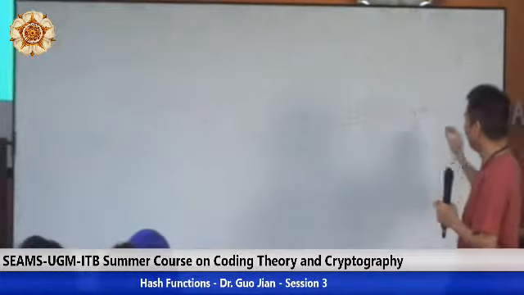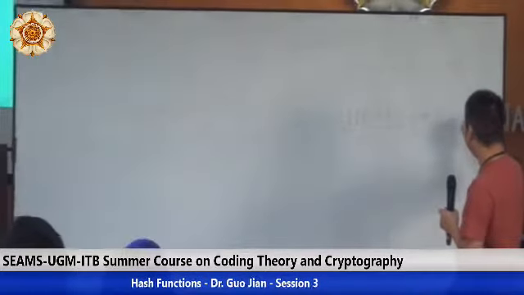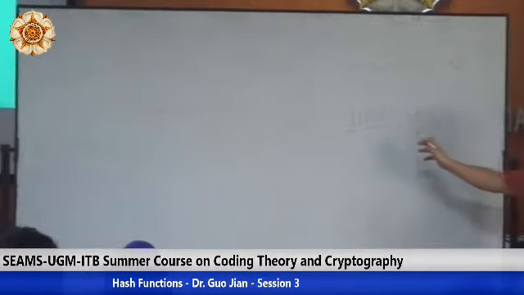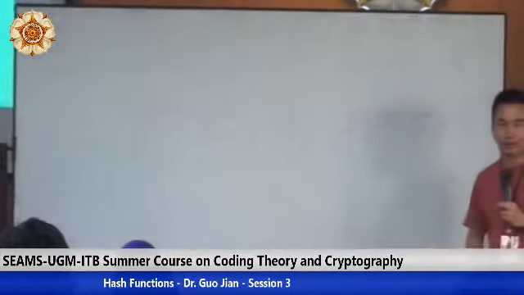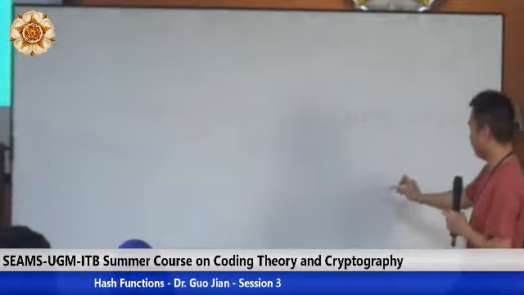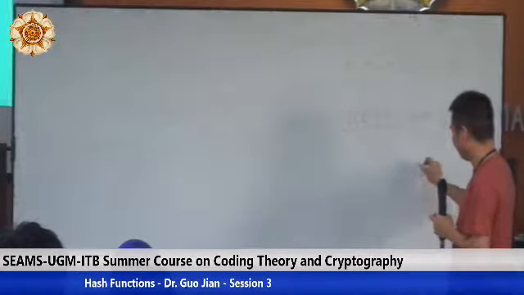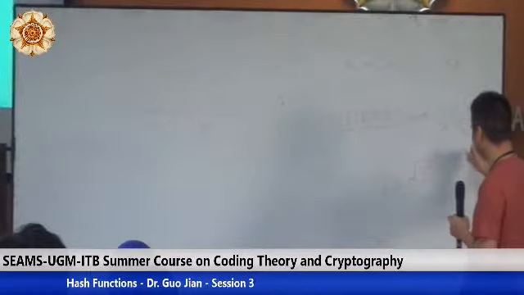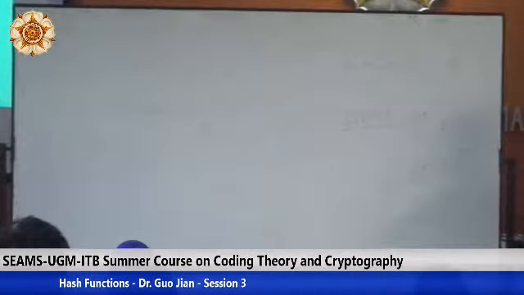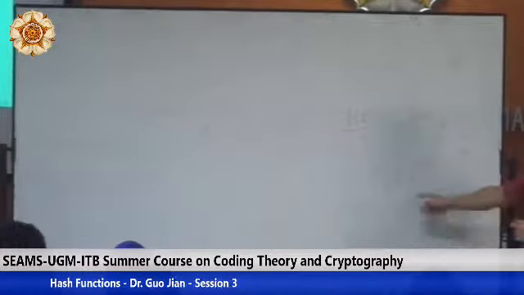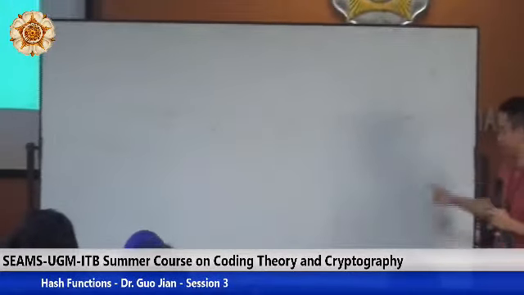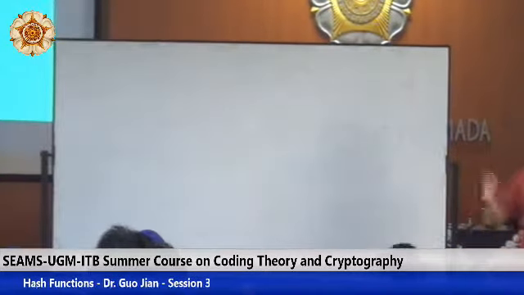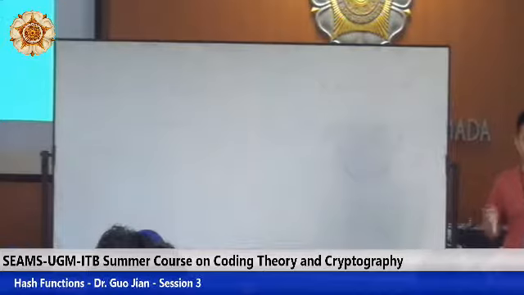If this is roughly half, let's say you get a half probability for a collision, then L is roughly the square root of 2 to the n, which is 2 to the n divided by 2. So that's the number of x you need to form a collision. This is called the birthday effect.